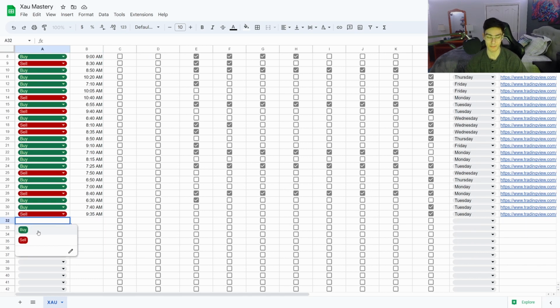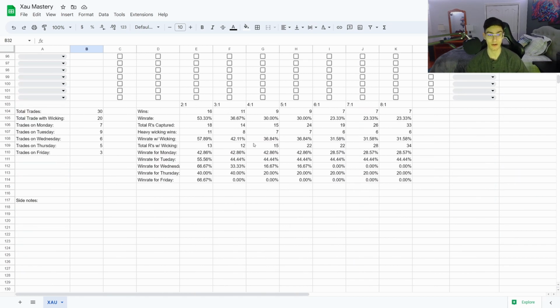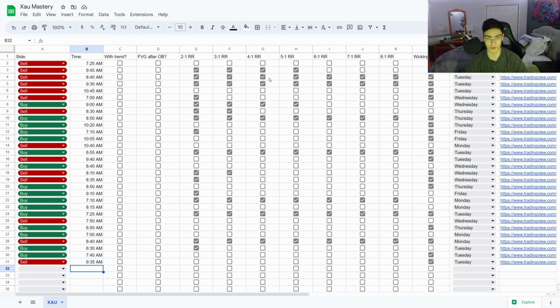If I'm selecting if I bought or I sold, I just click this drop down. I can click these boxes, and then at the bottom of this, it's going to calculate all this stuff for me. For example, if a trade goes for a 4-to-1, I'll check this 4-to-1 box, and I'll also check 3-to-1 and 2-to-1 since it hit both of those.